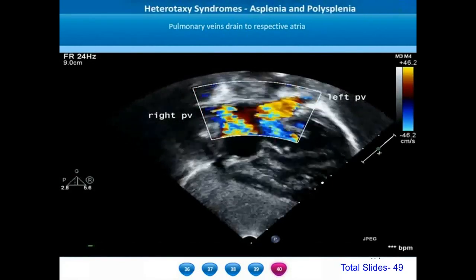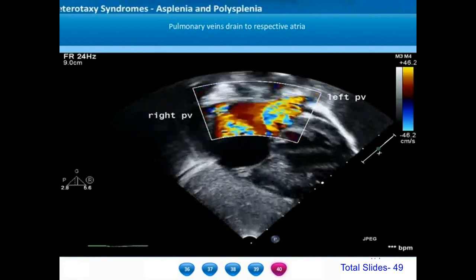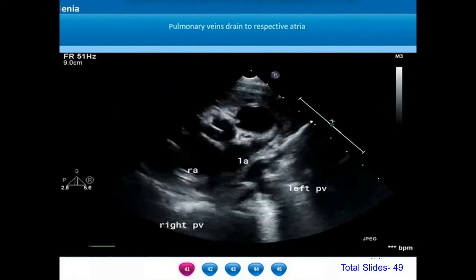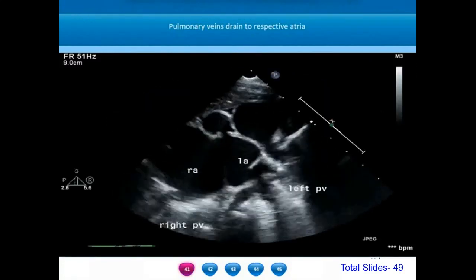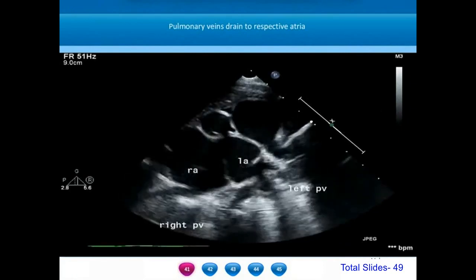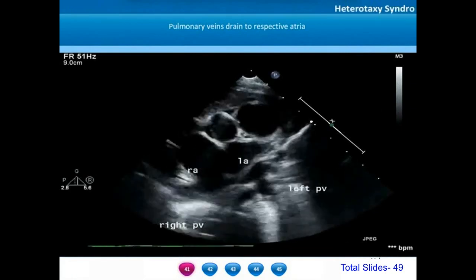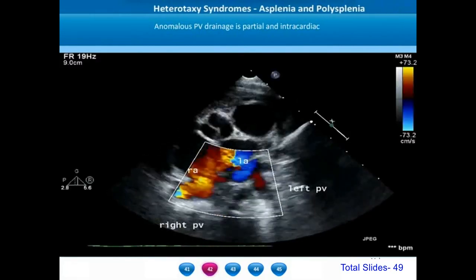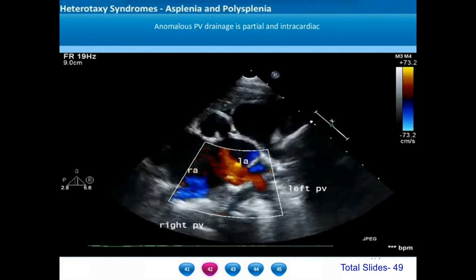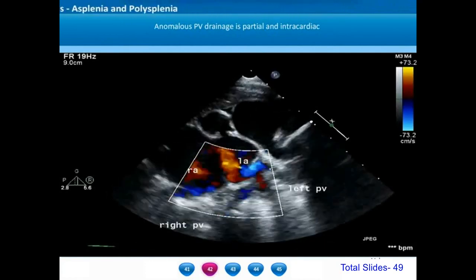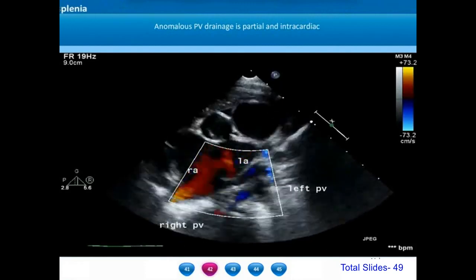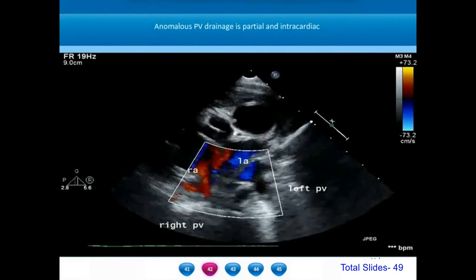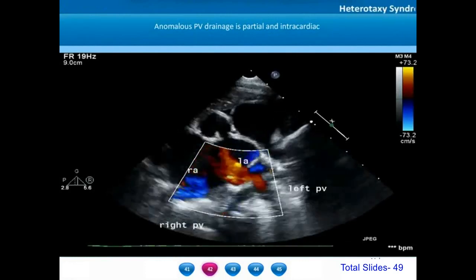On the subxiphoid coronal view, we can appreciate both the pulmonary veins draining into the respective atria. On a high parasternal short axis view, we can again appreciate the pulmonary veins from either side draining into the respective atria. The color flow Doppler confirms the flow of the pulmonary veins from left side into the left atrium and right side into the right atrium. Anomalous pulmonary venous drainage is often partial in polysplenia syndrome and is almost always intracardiac.